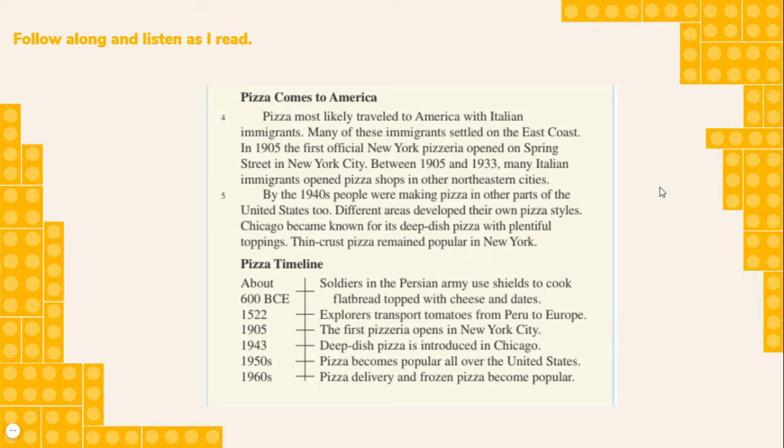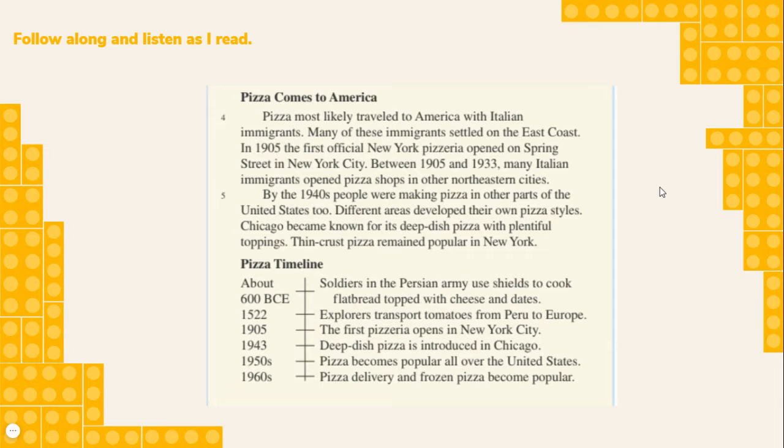Pizza timeline. About 600 BCE. Soldiers in the Persian army used shields to cook flatbread topped with cheese and dates. 1522. Explorers transport tomatoes from Peru to Europe. 1905. The first pizzeria opens in New York City.